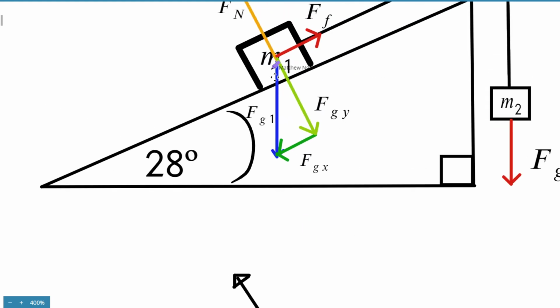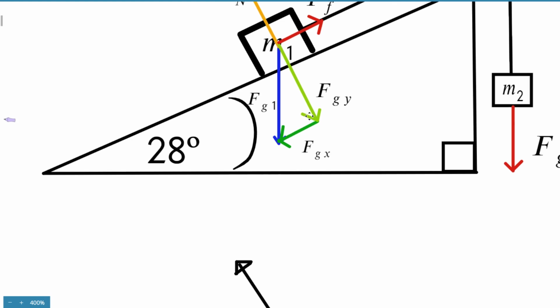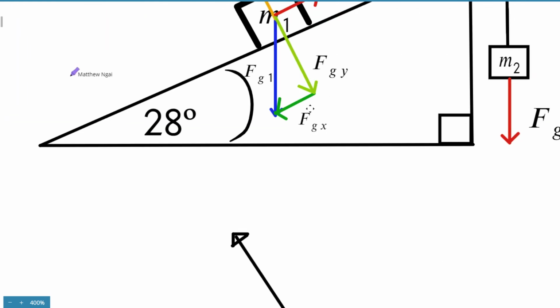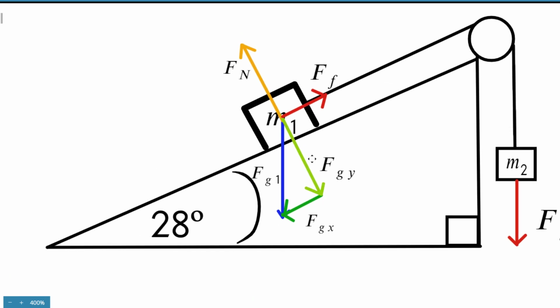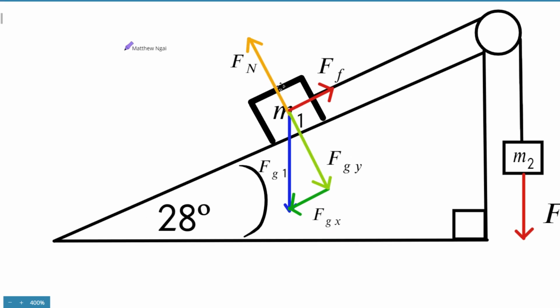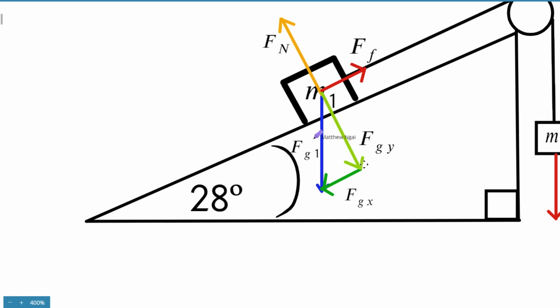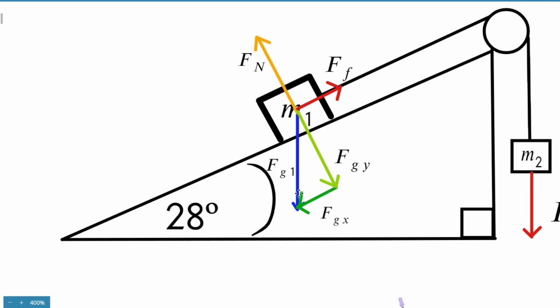Okay, thank you. You see Fg right here, Fg1. He split it into these two component vectors. One is going straight down, and it's the opposite of Fn, so it's equal. Those are the only two vectors that are perpendicular to the plane, so that means they must cancel out. And then there's also the x component of Fg, which is pulling the m1 down the ramp.